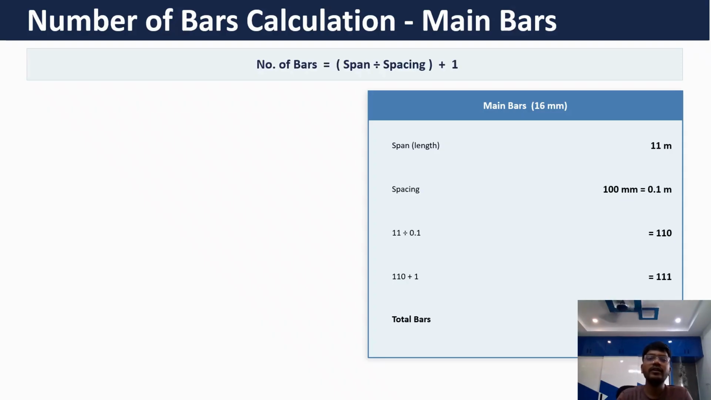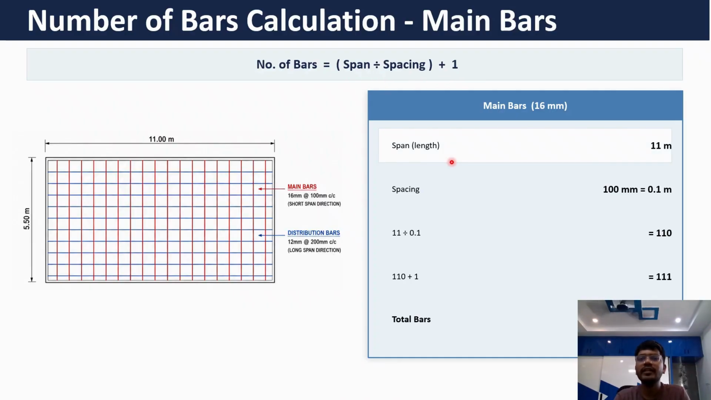The formula for calculating number of bars is span divided by spacing plus 1. So let's calculate the number of main bars required. The span is 11 meters and the spacing between the main bars is 100 mm, which is 0.1 meter. So divide span by spacing, 11 meters by 0.1 meter, which equals 110 bars.